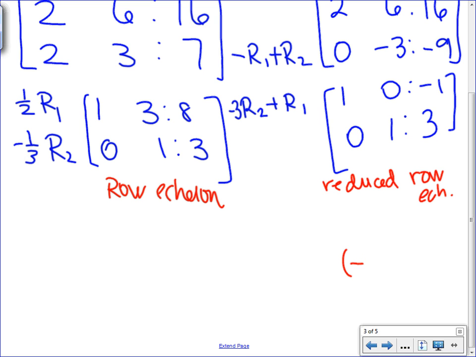And so our solution is -1, 3. When I have you do these by hand, row echelon form will be enough. If you want to take it to reduced row echelon form, that is up to you.